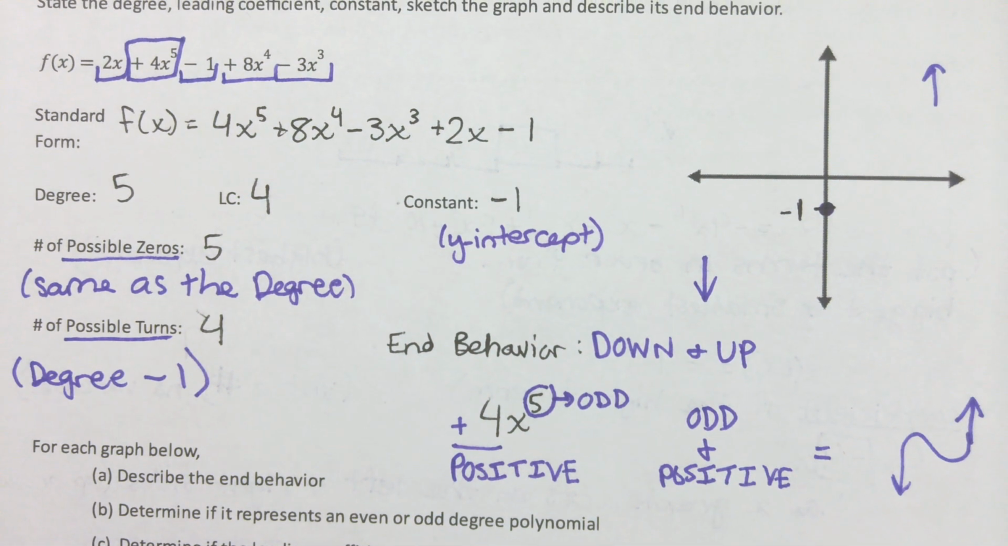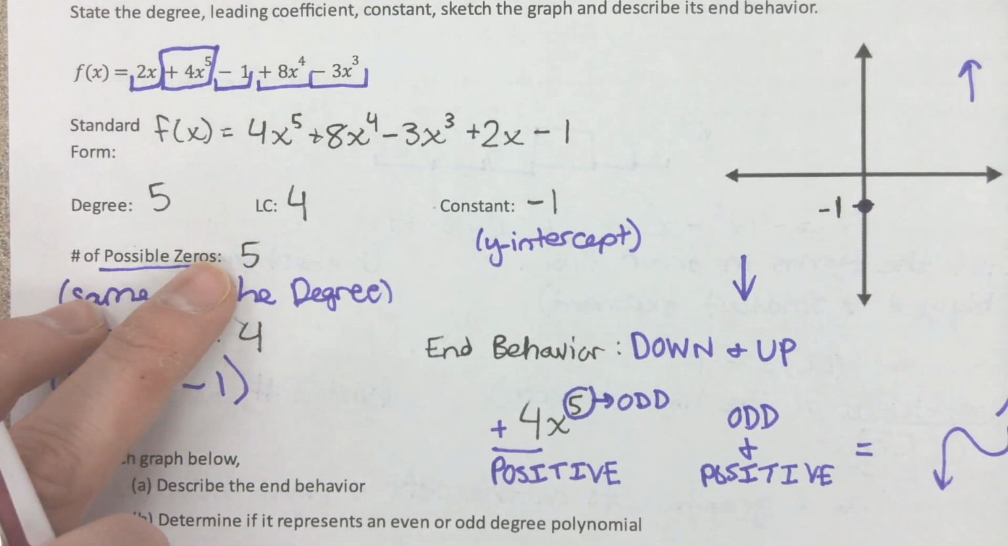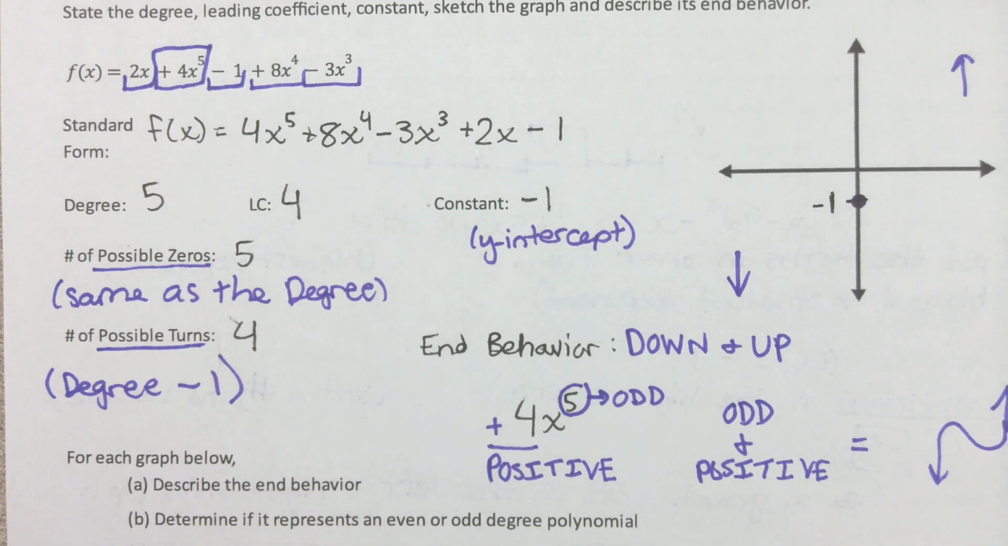One more item, the zeros. Again, it's been a moment, so I'm sure you've forgotten what a zero is on the graph. Zeros are your x-intercepts.